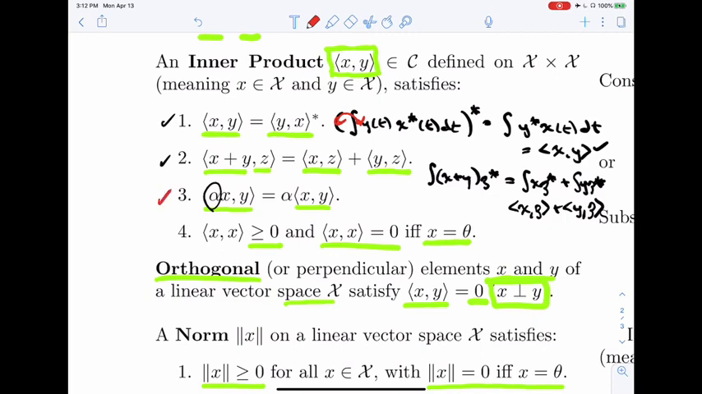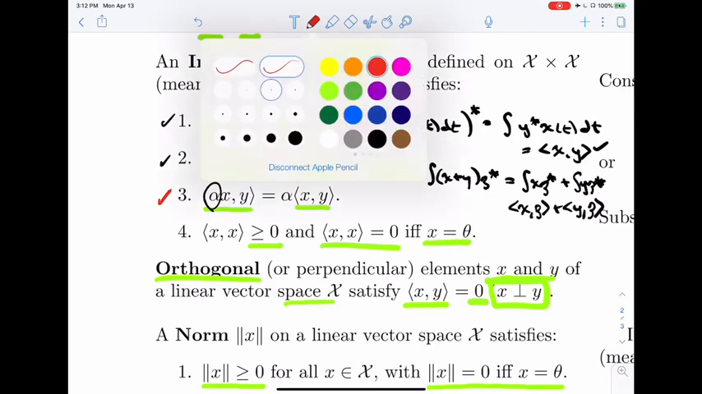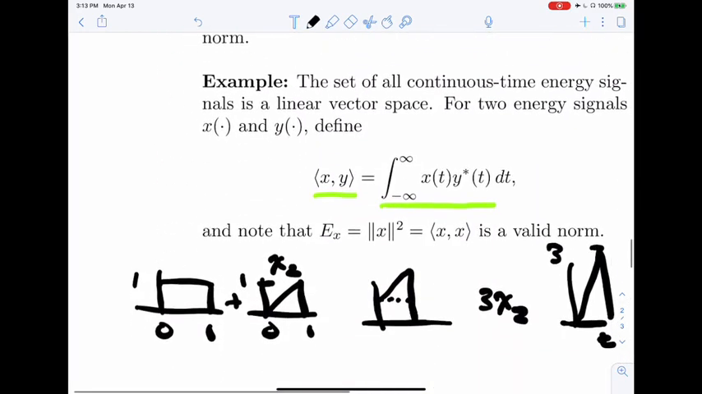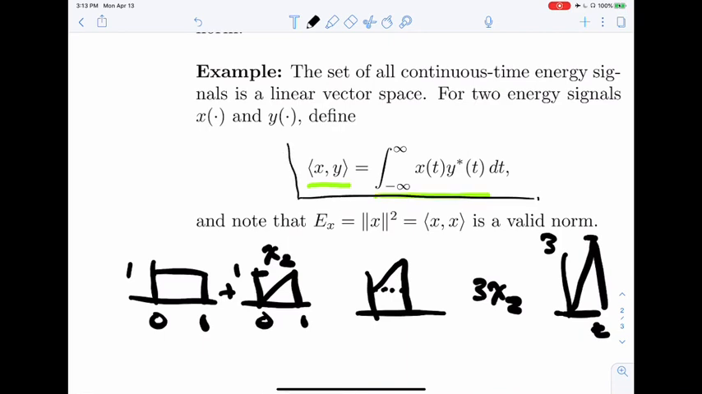The last one has to do with what happens if I take the inner product of x with itself. Well, what is the inner product of x with itself in this case? It's going to be an integral of x times x conjugate, right? Well, that's just the integral of the absolute value of x squared, dt. So clearly that has to be greater than or equal to 0. And the only way that integral is going to give us nothing is if x itself was 0 everywhere. So it is easy again in this set of all continuous time energy signals to show that not only is it a linear vector space, but we can define this very nice inner product between x and y.